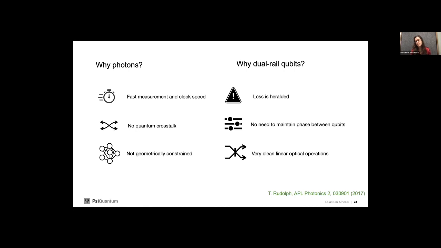And the reason that we're focused on that is that we have losses heralded. So basically the encoding of the photons into qubits is already acting as a small error detecting code, detecting the type of error that is most common for photons. There's very clean linear optical operations, etc. And dual rail qubits act as the first layer of error detecting encoding.